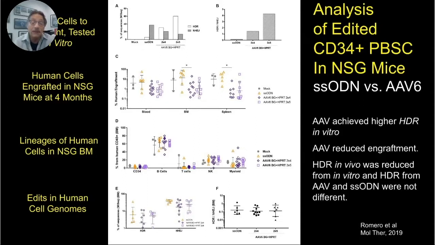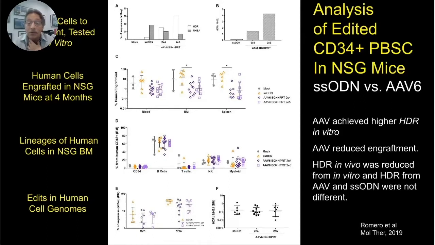When we transplant the cells into mice, we actually consistently see lower engraftment with the cells exposed to AAV than the cells exposed to the oligo. The differentiation of the different lineages is unchanged, but in fact, in vivo, the editing HDR ratios were not different, despite the big differences we saw in vitro. And so we think this means that with the biology of the engrafting stem cells, HDR is limited, and it doesn't matter how much donor you've got in there.